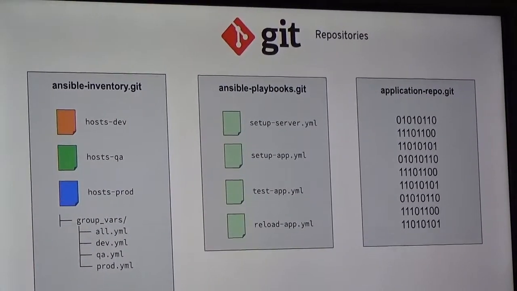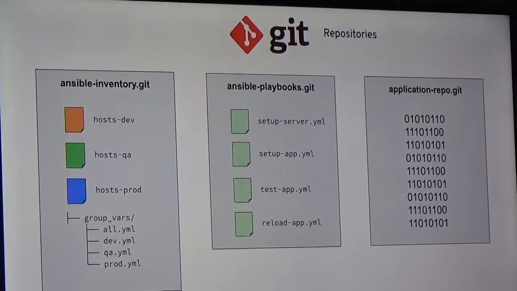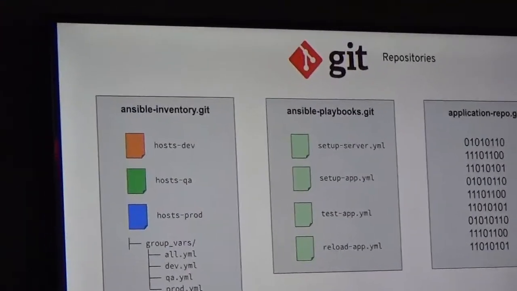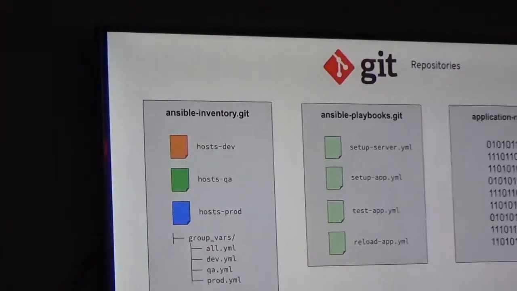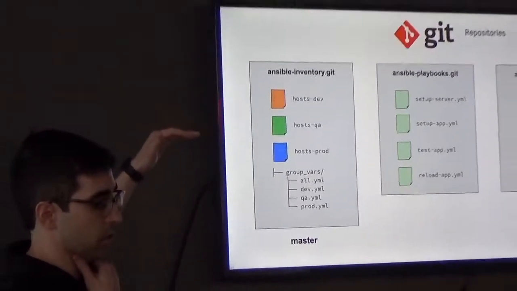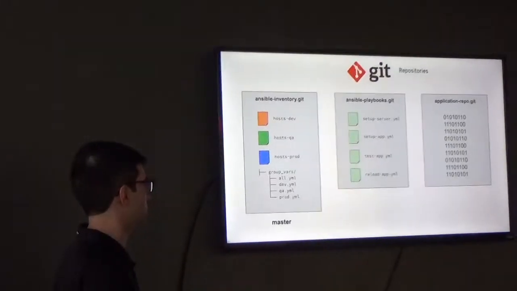And so the next thing is, how can we utilize branching? The easiest thing, if you don't need to overcomplicate things, is to just have one branch for the inventory. The inventory basically defines your servers and the different server groups that you have. That's not really going to change per environment.